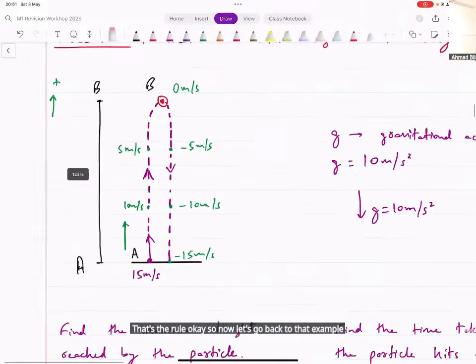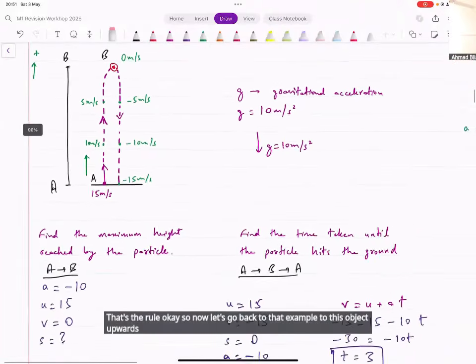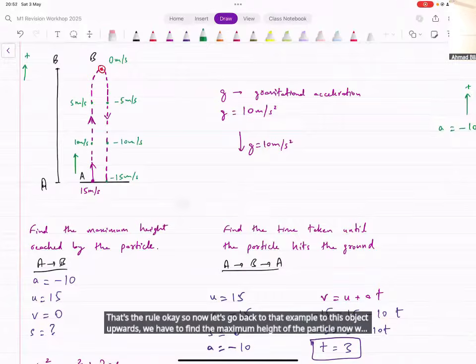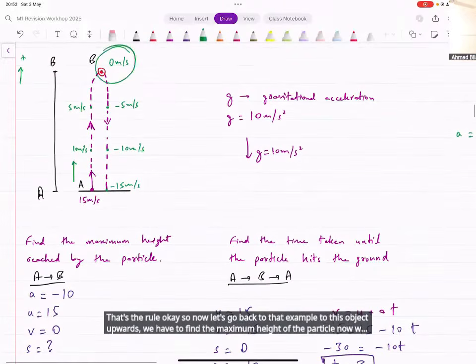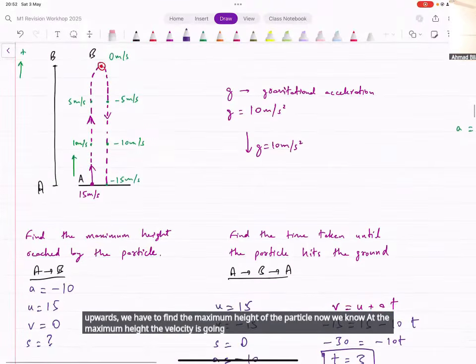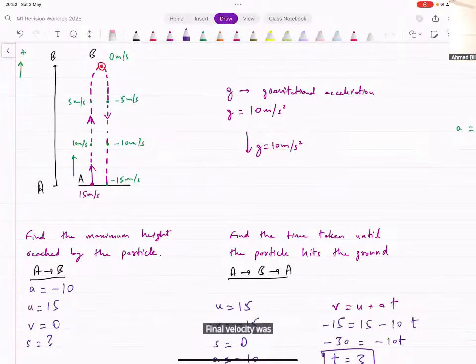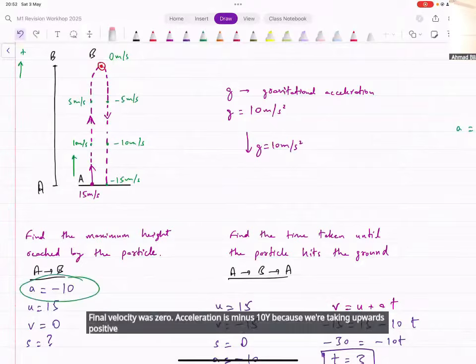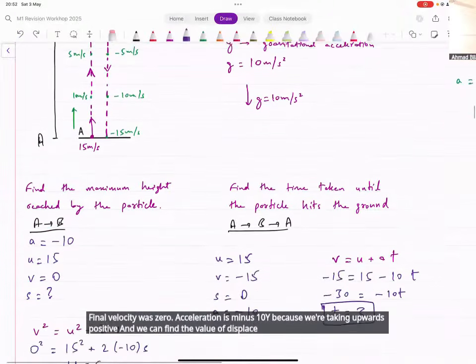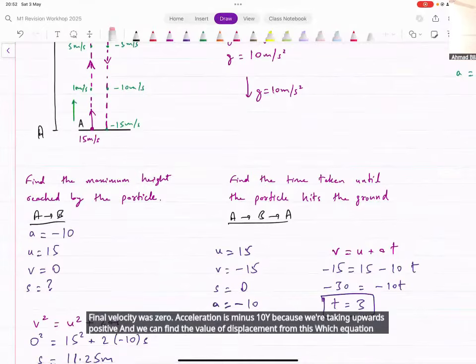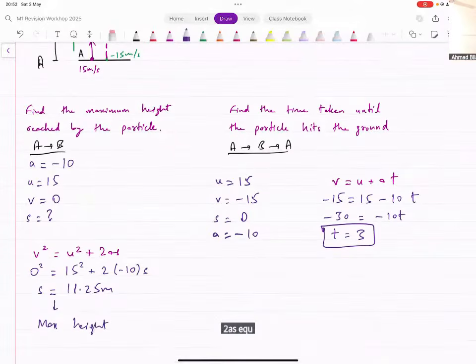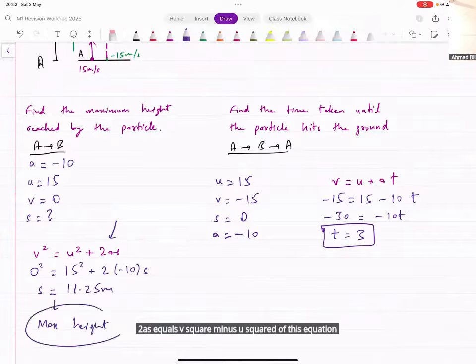We threw this object upwards. We had to find the maximum height of the particle. Now we know at the maximum height, the velocity is going to be 0. We can say initial velocity was 15, final velocity was 0, and acceleration is -10 because we're taking upwards positive. And we can find the value of displacement from this. Which equation connects these four things? 2as equals v² minus u². This equation gives us the maximum height.